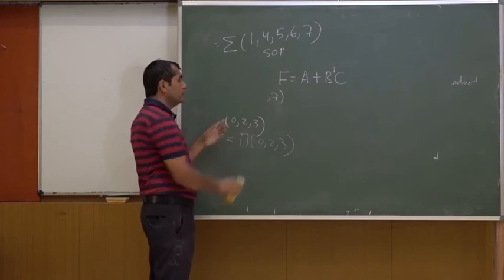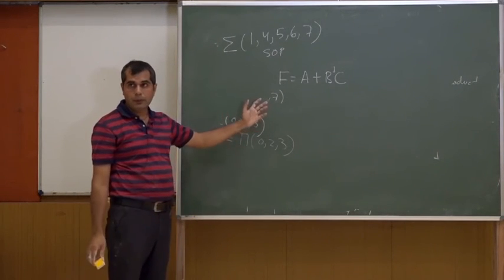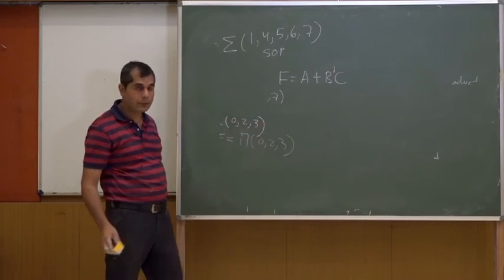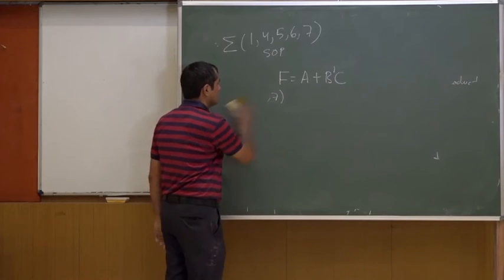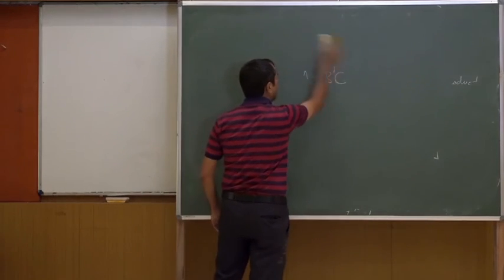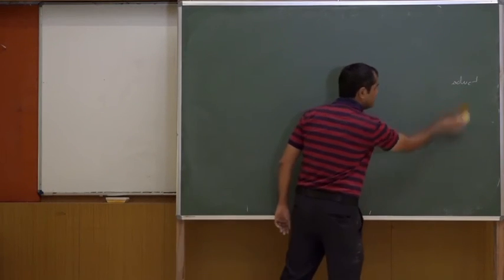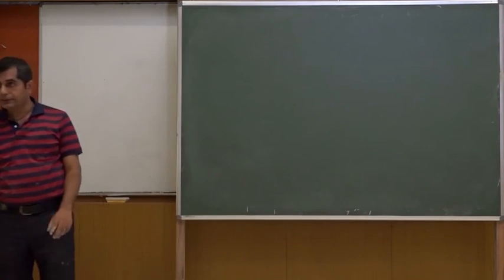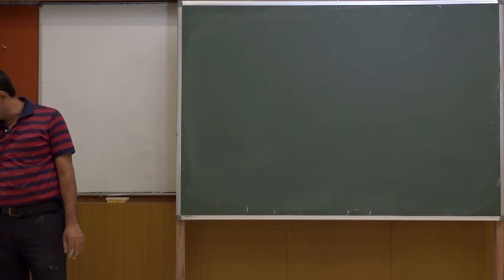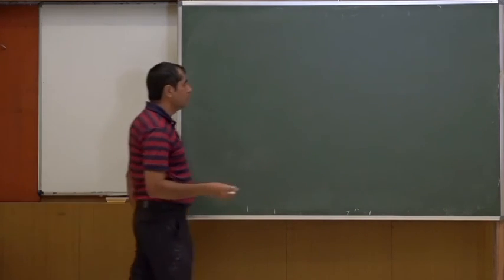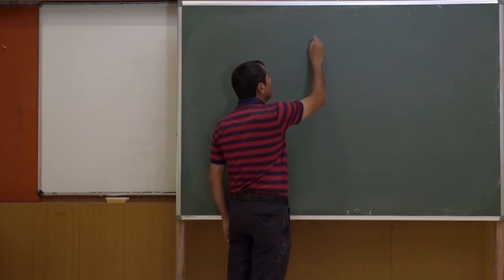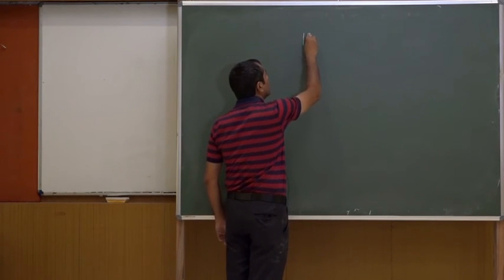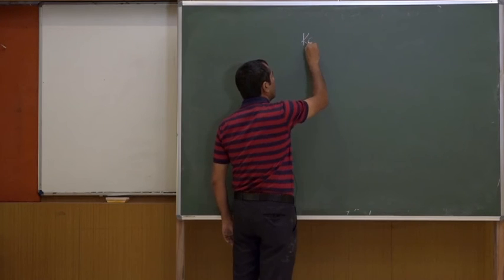So, this is the procedure for conversion from sum of product to product of sum form. And now let us start the last topic, that is K-map representation, or Karnaugh map.